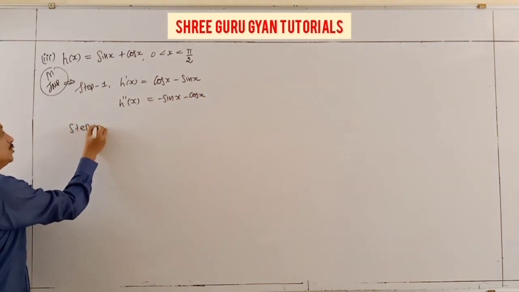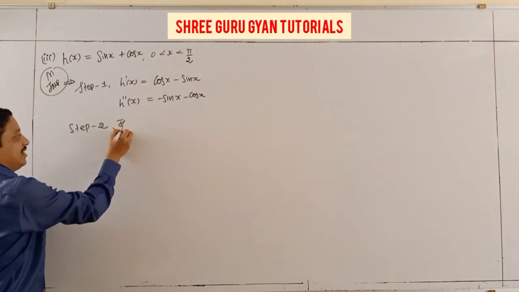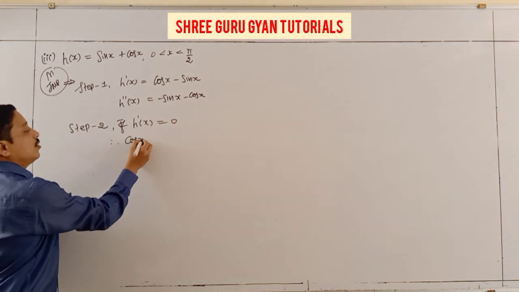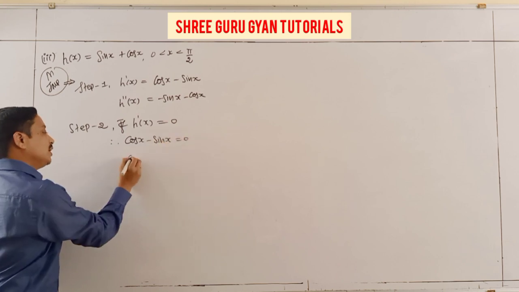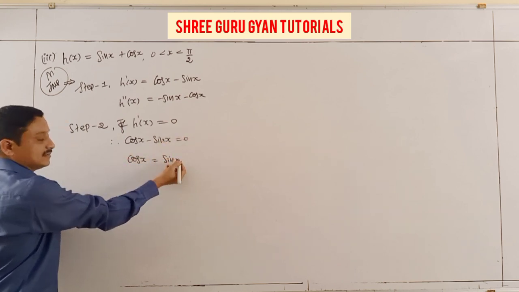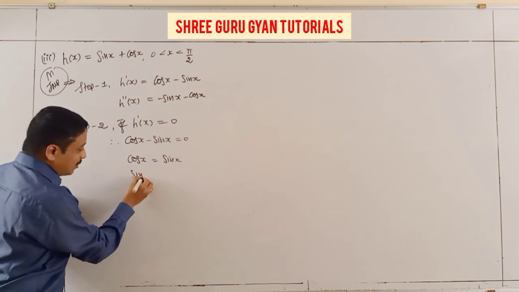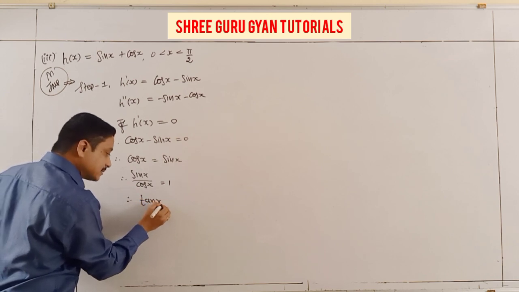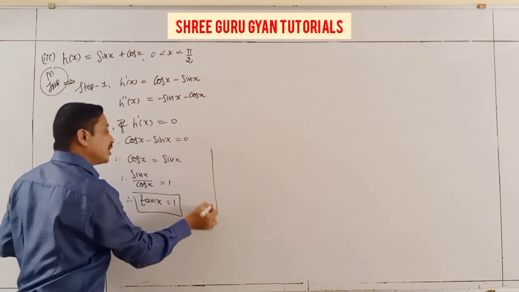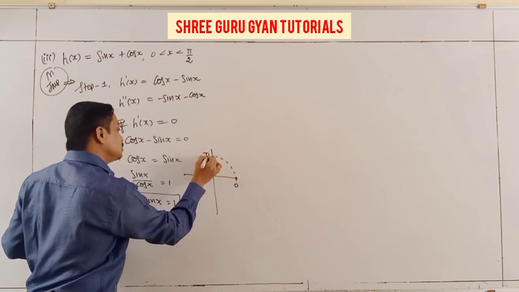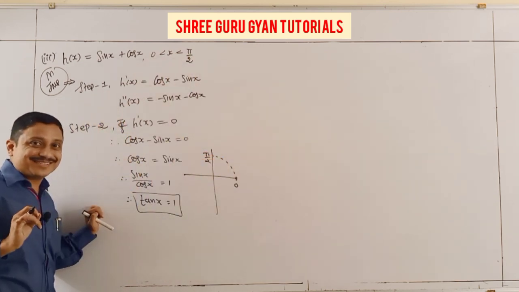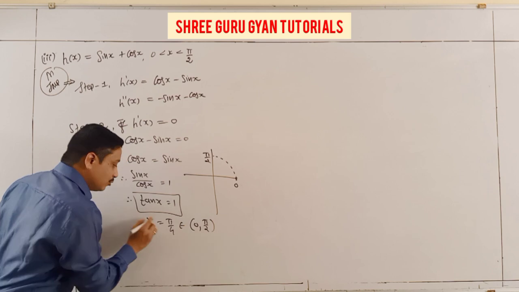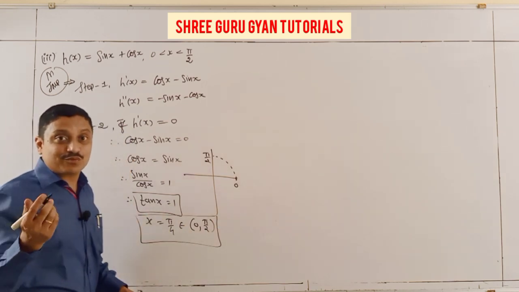Now I go into my step: first derivative equal to 0. So your first derivative is cos minus sin. So what do you get? Cos x is equal to sin x. Just rearrange: sin by cos is definitely 1, and that is tan x. Now tan x is 1 in your interval 0 to pi by 2, the first quadrant. Yes, definitely, pi by 4 belongs to 0 to pi by 2.